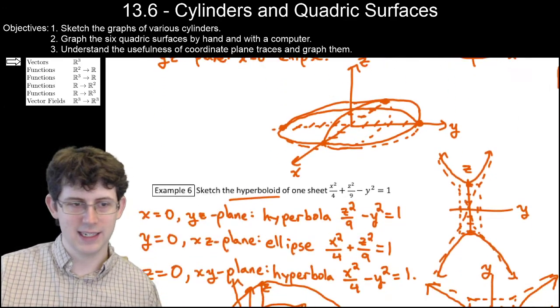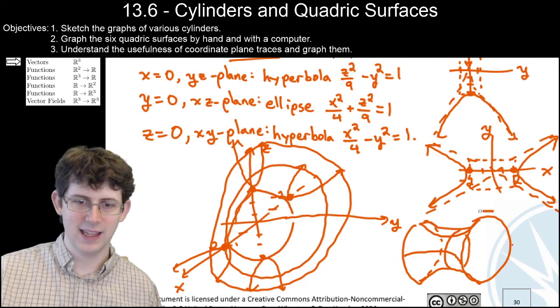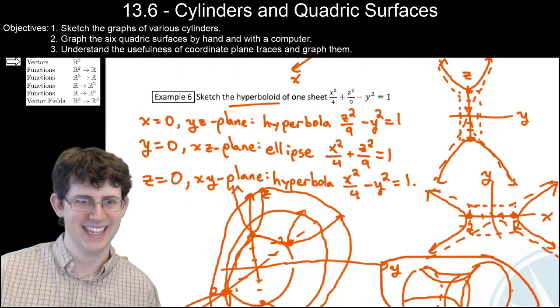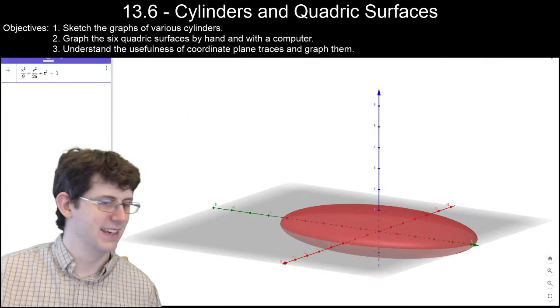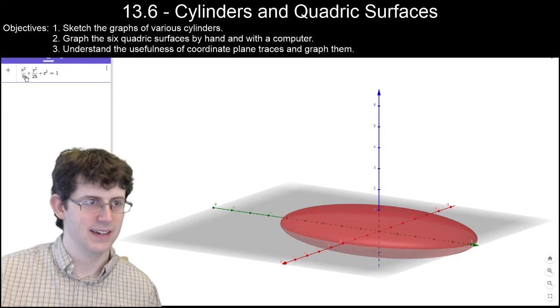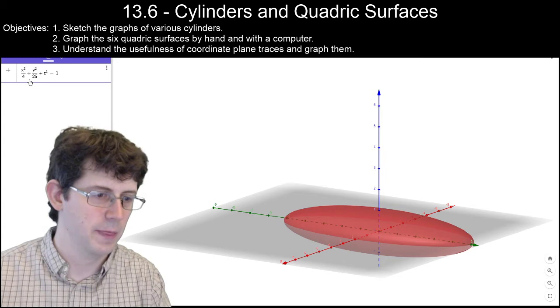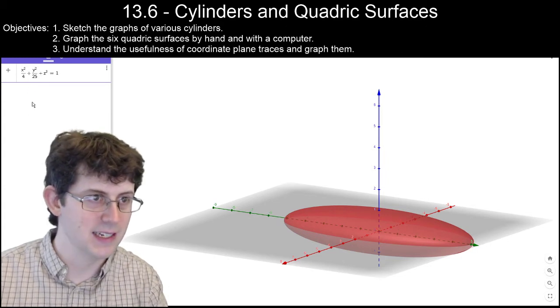But now we get into this hyperboloid that has one sheet. I concluded that it must look kind of like this. Let's see how we did. X squared over 4, Z squared over 9, and then minus y squared.